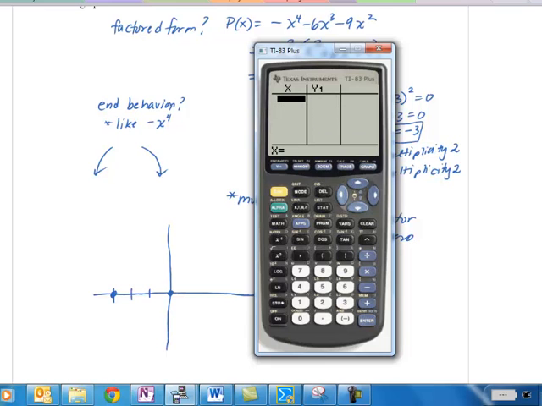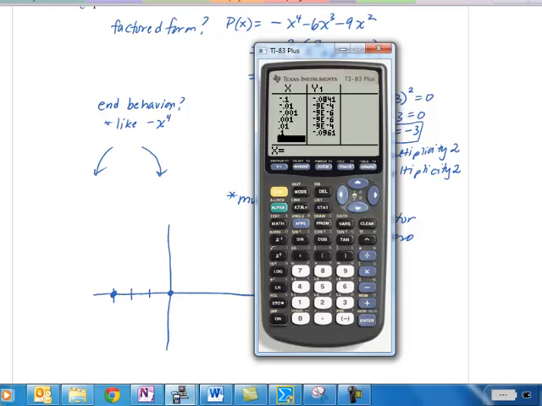All right. So what I want to do is I want to put in x values that are close to 0 to see what's going on with the y values. So I'm going to do -0.1, -0.01, -0.001, and then the same thing on the other side, 0.001, 0.01, and 0.1 positive.